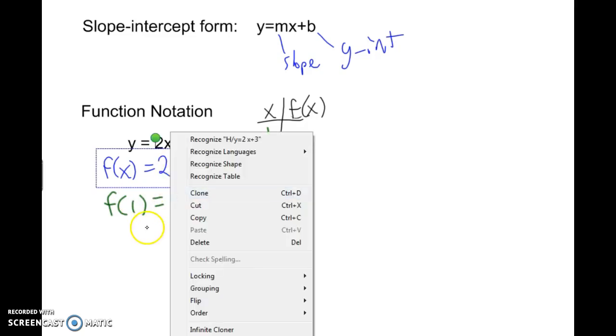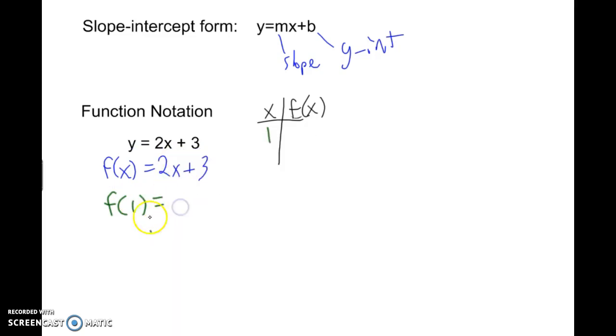Everywhere there's an x, I'm going to plug in. And when you plug in, make sure that you plug in with parentheses. So 2 times that plus 3. In the parentheses, I'm plugging in 1. So this would be 2 times 1, 2 plus 3 is 5. So the output is 5.